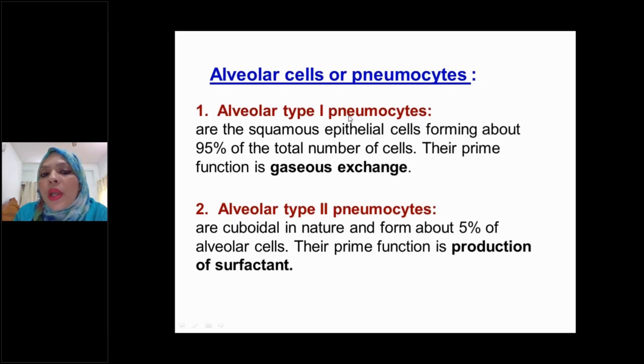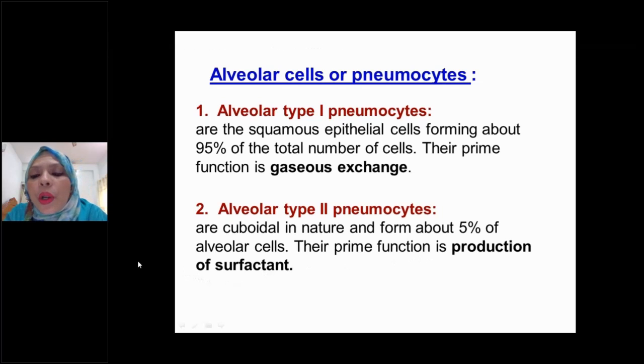Alveolar type 1 pneumocytes constitute 95% of the total number of the cells, and their prime function is gaseous exchange. You have to remember these things for MCQ purpose. Now, alveolar type 2 pneumocytes. These are cuboidal in nature and form only 5% of the alveolar cells, because 95% is constituted by alveolar type 1 pneumocytes, and their prime function is production of surfactant.